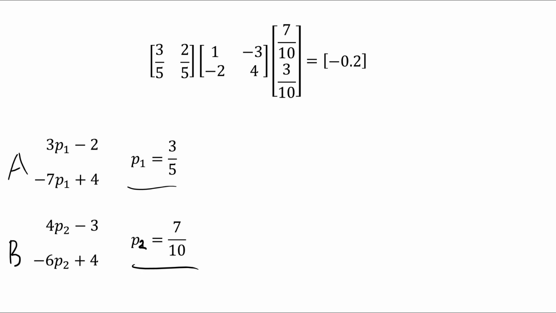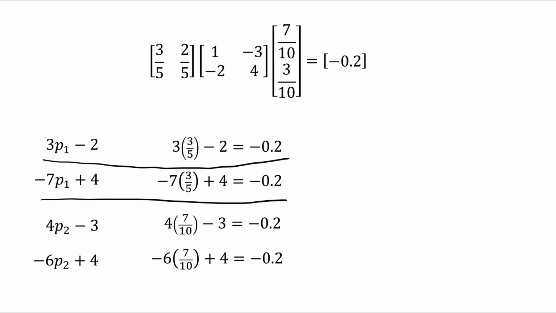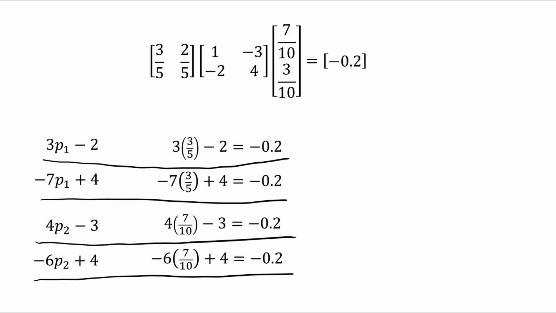If we take p1 and plug it into either one of these expected values, or if we take p2 and plug it into either of those two expected values, what we're going to get is negative 0.2 every single time. So if we plug 3/5 into 3p1 minus 2, we're going to get negative 0.2. If we plug 3/5 into negative 7p1 plus 4, we get negative 0.2. If we plug 7/10 into 4p2 minus 3, we get negative 0.2. And if we plug 7/10 into negative 6p2 plus 4, we get negative 0.2.